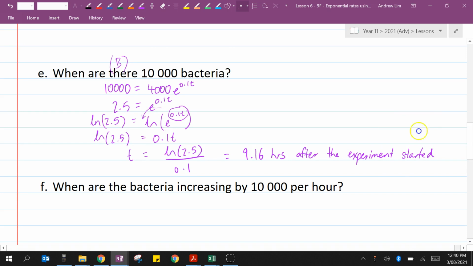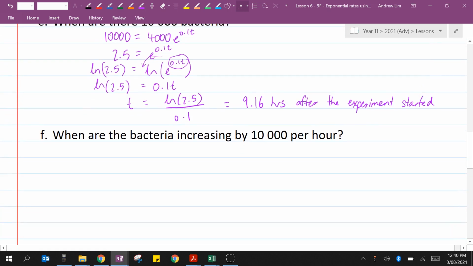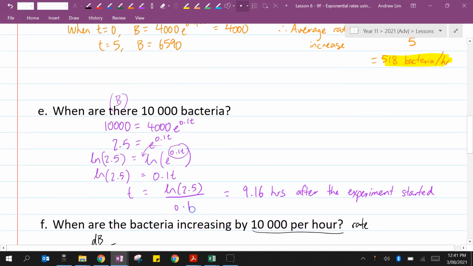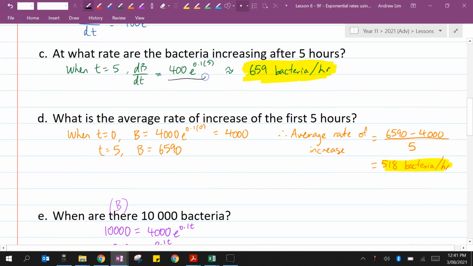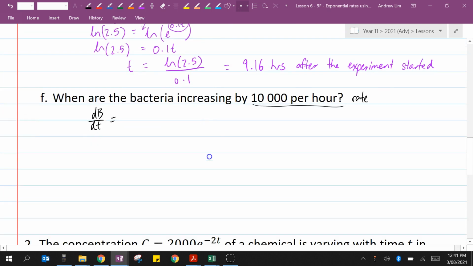Alright, question F. When are the bacteria increasing by 10,000 per hour? Now this says 10,000 per hour. That's a rate. So that means we need to be using dB dt. So if dB dt, the rate, what's the formula for that again? It's 400 e to the 0.1 t.